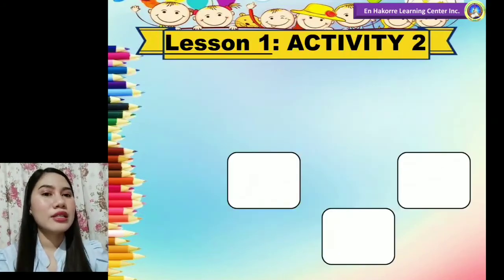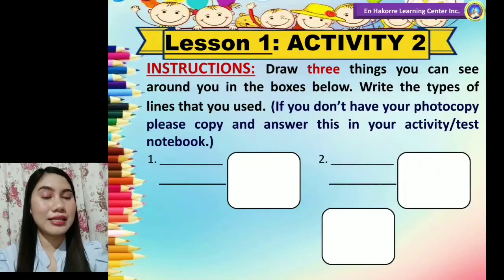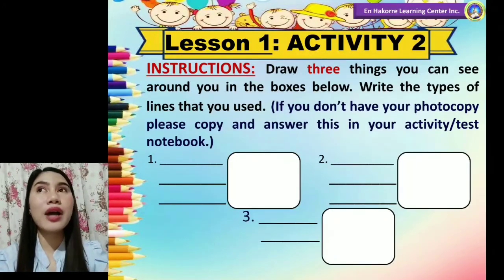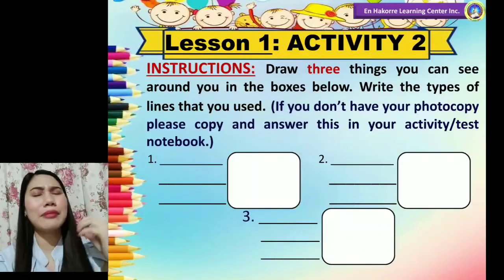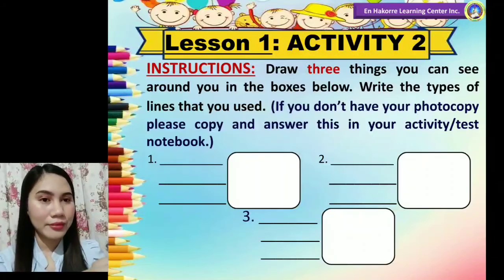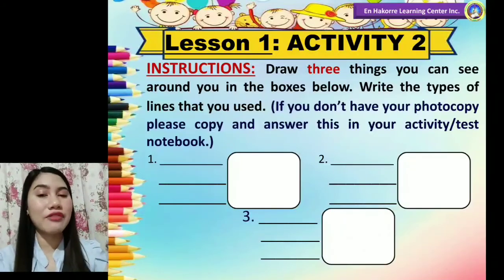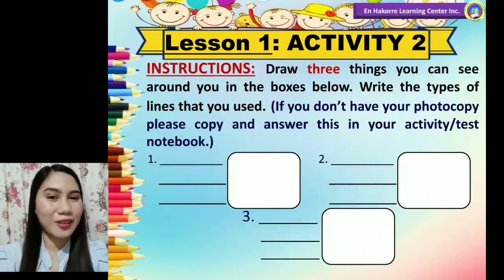Next, for our activity 2, all you have to do is draw 3 things you can see around you in the boxes below, and write the types of lines that you use. Look at the things around you and draw only 3. It can be anything, my dear children, as long as it is an object that has lines on it. After you draw it, identify the 3 lines present in the object that you drew.